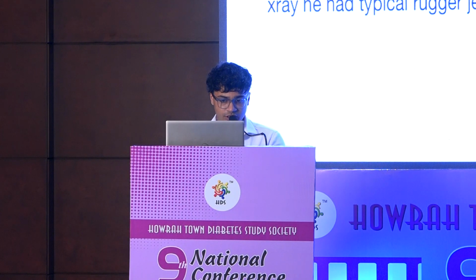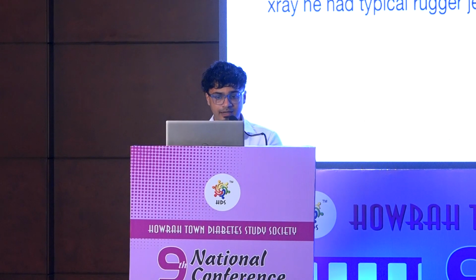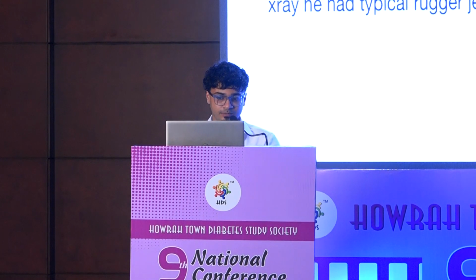On examination, he had short stature, extended neck, abnormal vertebral curvature, bilateral cubital varus, right genu valgum, and left genu varum, and a pigeon-like chest, which are all suggestive of rickets. On X-ray, he had typical rugger jersey spine, but I couldn't find the X-ray.